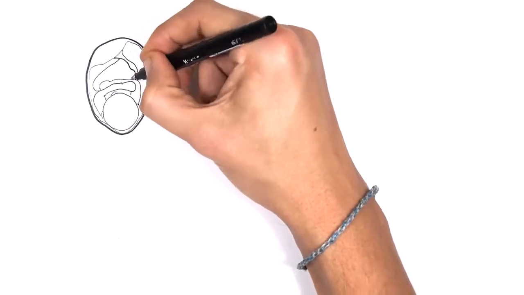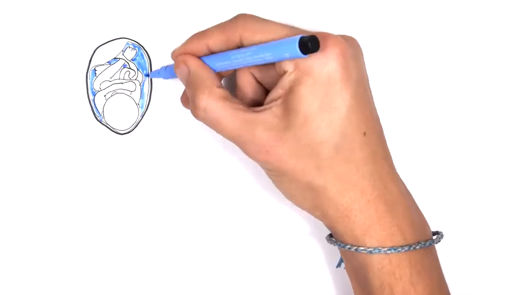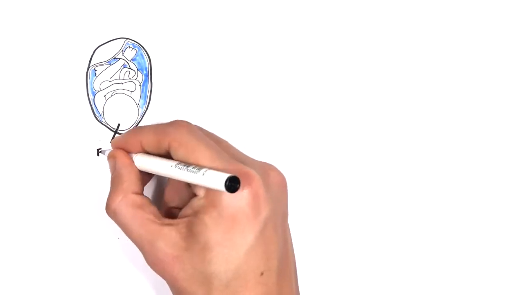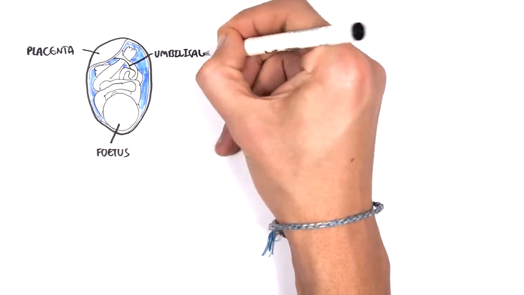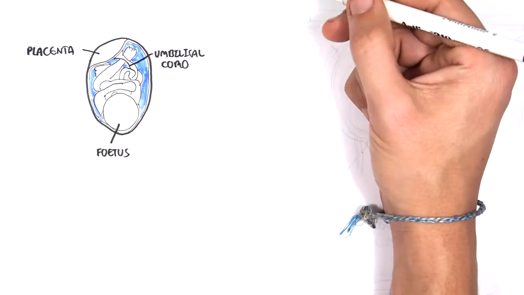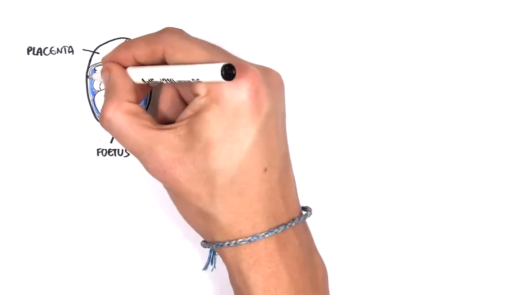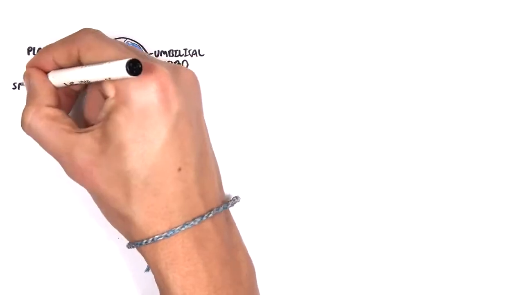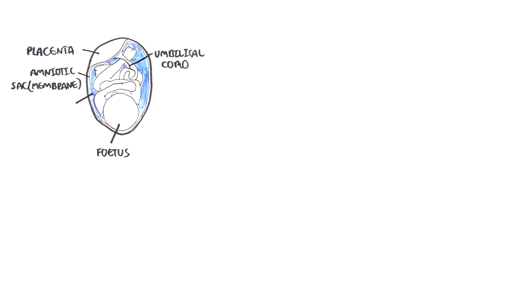So let's just recap the anatomy of the fetus within the uterus. The fetus is here, there's a placenta, and the umbilical cord connects the placenta with the fetus. It provides the fetus with nutrients, and it takes away all the waste from the fetus to the placenta as well. Now the fetus is actually within an amniotic sac, or the amniotic membrane, and this sac contains the amniotic fluid, which is sometimes referred to as liquor.